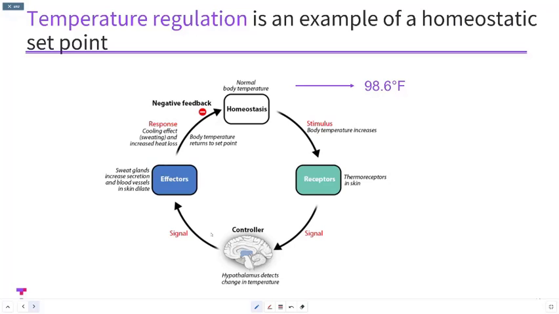Here is an example using temperature regulation and showing you how homeostasis works. The body temperature is ideally about 98.6 degrees Fahrenheit. Anything above 104 marks a fever. So when your body temperature begins to increase because you're outside in the sun, your thermoreceptors in your skin begin to send signals towards the brain. Your brain contains a region called the hypothalamus, which will detect the temperature and serves as a thermostat to trigger vasodilation, otherwise known as a widening of the blood vessels.